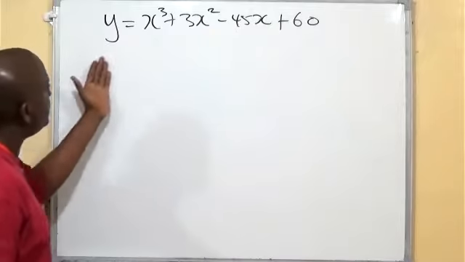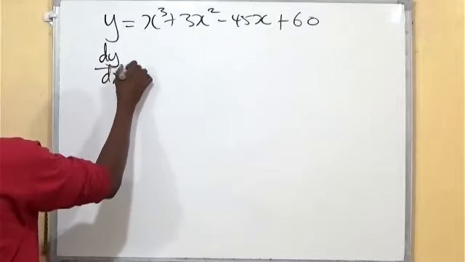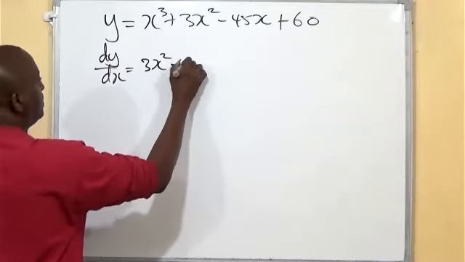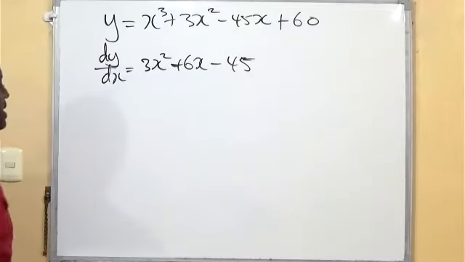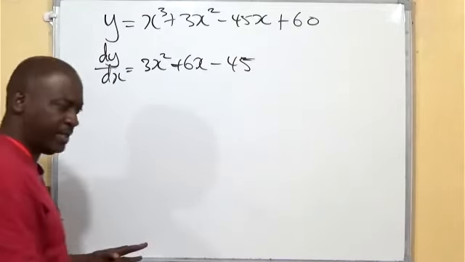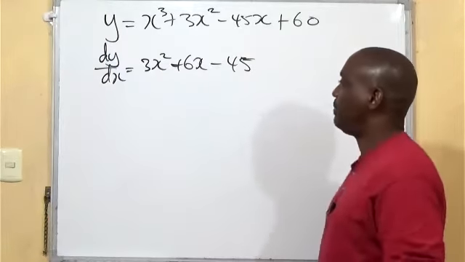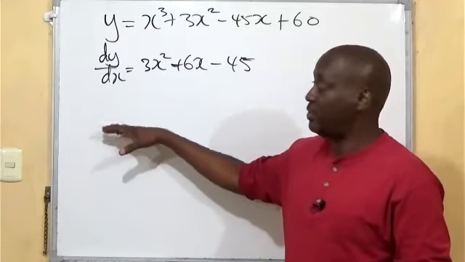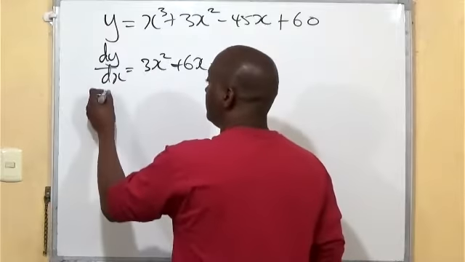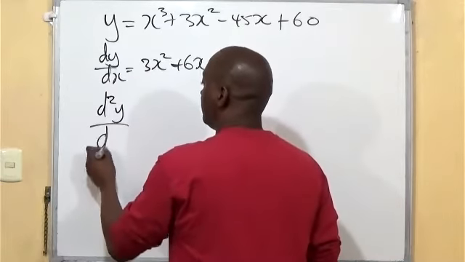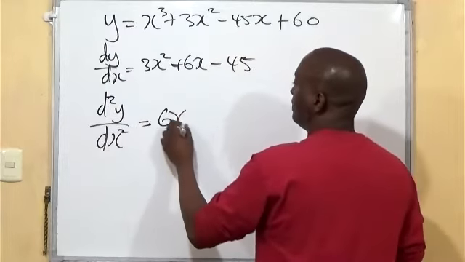All right, so the first thing we want to do to locate the turning points is to differentiate. So your dy dx is equal to 3x squared plus 6x minus 45, right? And because at some point we'll be called upon to classify the turning points, we have to bring in the second derivative. So the second derivative, d2y dx squared, or y double dash, is equal to 6x plus 6.